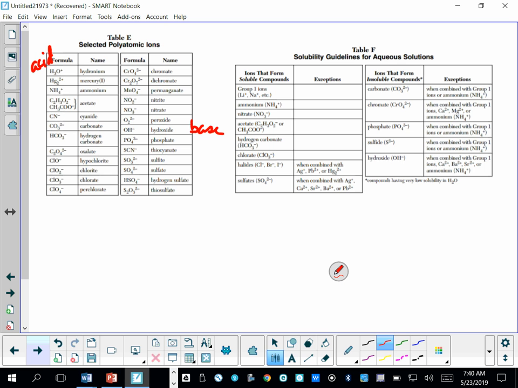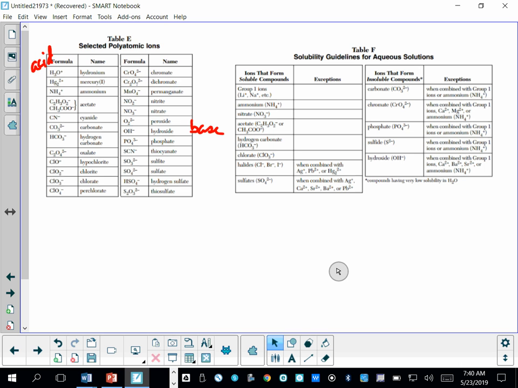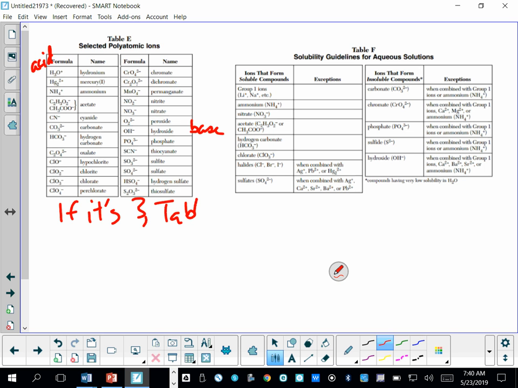Next up, for table E, you are also going to say, if it's 3, table E. This goes for nomenclature. Remember, if there are 3 elements in your compound and you have a metal and 2 nonmetals, then you're going to go to table E for half the name. You're also going to write ionic plus covalent, and that means that with these polyatomic ions that are in table E, any compound that contains one of these polyatomic ions and something else will have both ionic and covalent bonding in it.